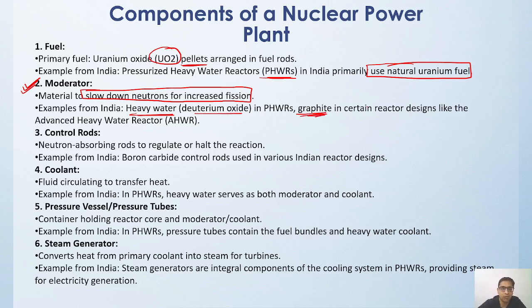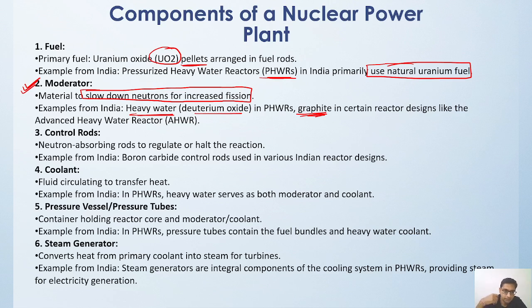Certain designs, like the advanced heavy water reactor, require graphite as a moderator, and our pressurized heavy water reactor requires deuterium oxide as the moderator. This moderator slows down the neutrons so that more and more fission can take place.